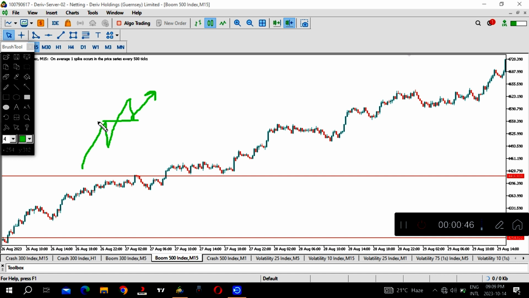It's just the theory that a broken resistance becomes a support, and a broken support becomes a resistance, simple as that. But I'm sure that most of you don't know how to select which area is going to be respected and which area is not, and that's when the pullback that I'm going to be showing you comes into play. So what we want to see when the market is pulling back is we want to see it consolidating.